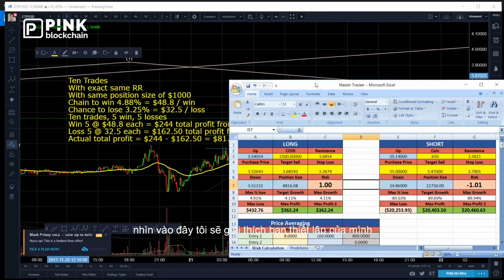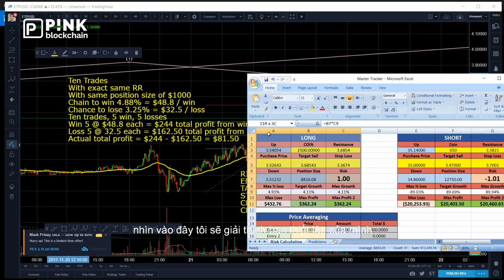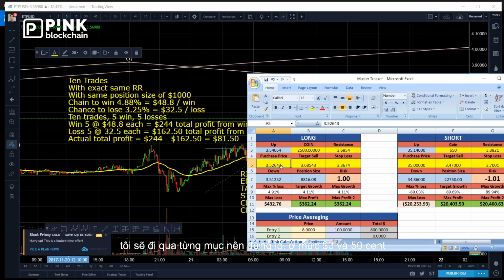All right, so take a look at this. I'm going to explain my setup here, okay? I also factored in the maximum maker and taker fee, just so you know. Let's say you bought ETP coin, right? You bought ETP right here at $3.50. I'm going to go through every single field, don't worry.